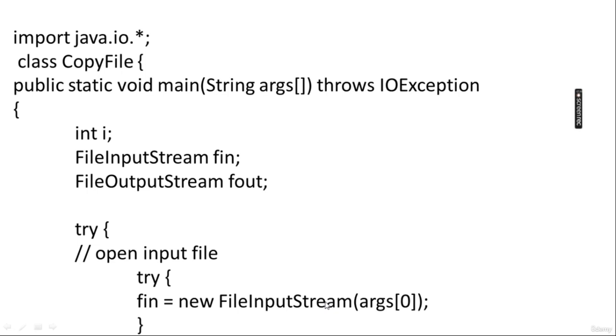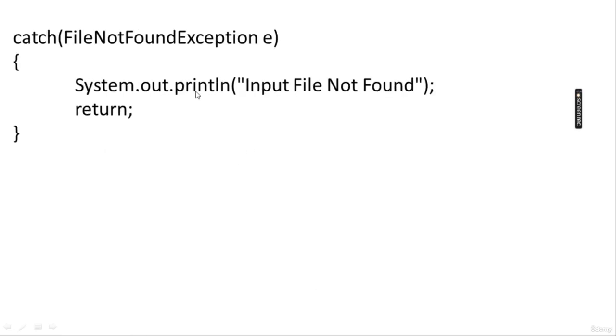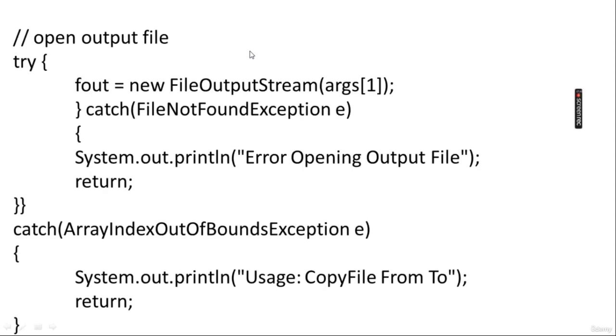Then the FileInputStream object is initiated with args[0], the first argument. Then FileNotFoundException is caught. Then the fout object, new FileOutputStream(args[1]), that is the second file. Catch FileNotFoundException e, print error opening output file, and return. Catch ArrayIndexOutOfBoundsException e. So here FileNotFoundException and also ArrayIndexOutOfBoundsException are handled.